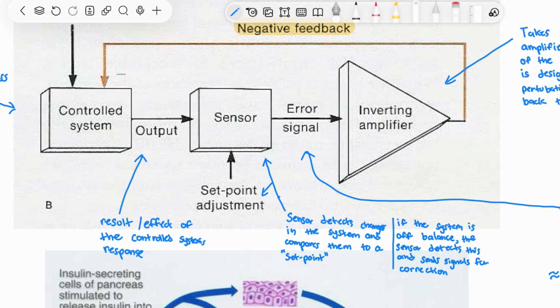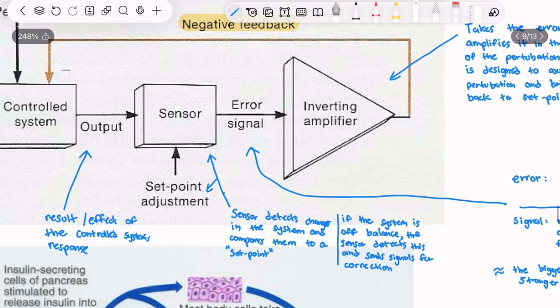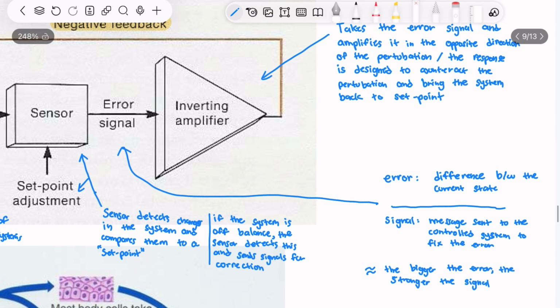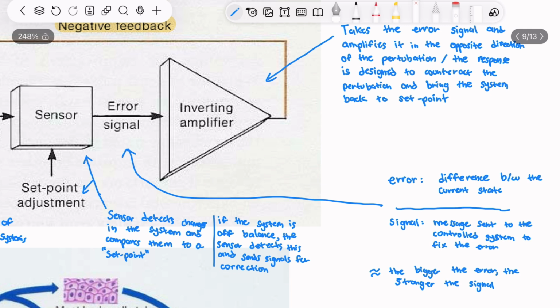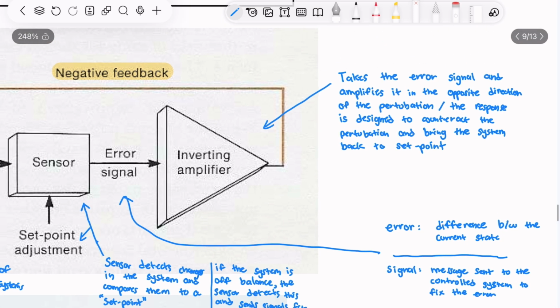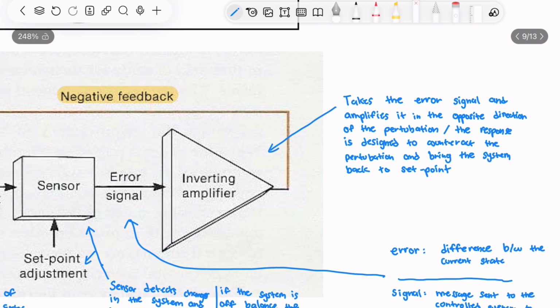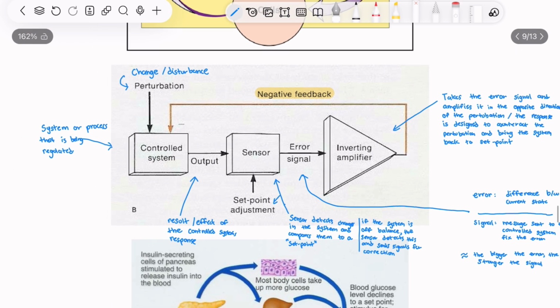The sensor detects changes in the system and compares them to a set point. If the system is off balance, the sensor detects this and sends a signal for corrections. The sensor then sends the error signal. The signal is the message sent to the control system to fix the error, and the error is the difference from the current state. So the bigger the error, the stronger the signal. It then goes to the inverting amplifier. What that does is it takes the error signal and amplifies it in the opposite direction of the disturbance. The response is designed to counteract the disturbance or the perturbation and brings the system back to the set point. And that's what negative feedback is.